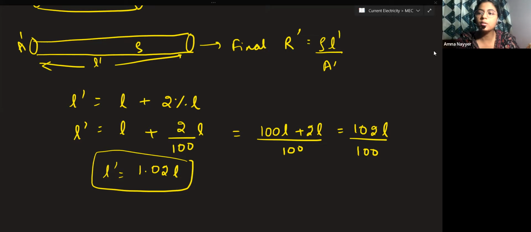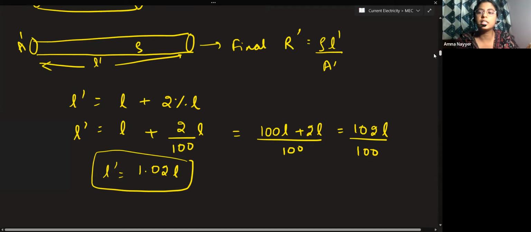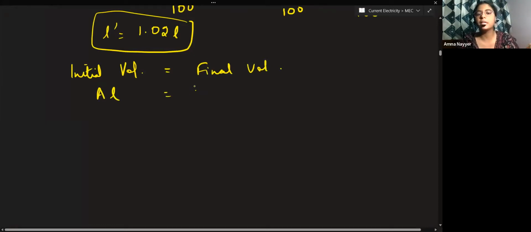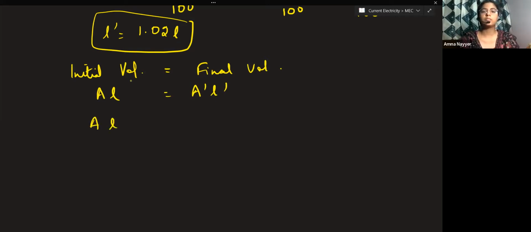So from here you can say area will change, but volume will remain constant. So initial volume will be equal to the final volume. Means AL will be equal to A prime L prime. Now you know what is the relation between L prime and L. So put it. Just give me 2 minutes. Till the time, note it down and try to find the answer.